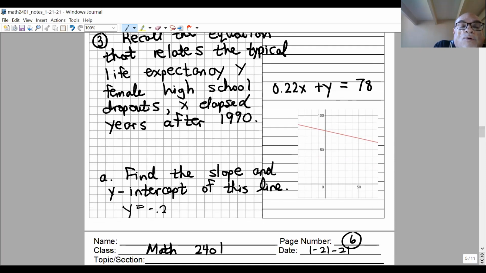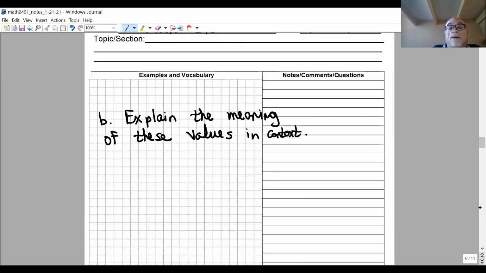So I get y is equal to minus 0.22x plus 78. There's the equation written in slope-intercept form, solved for y, and the right-hand side is simplified. When you've got the equation solved for y and simplified, then it's very easy to write down what the slope and the y-intercept are.